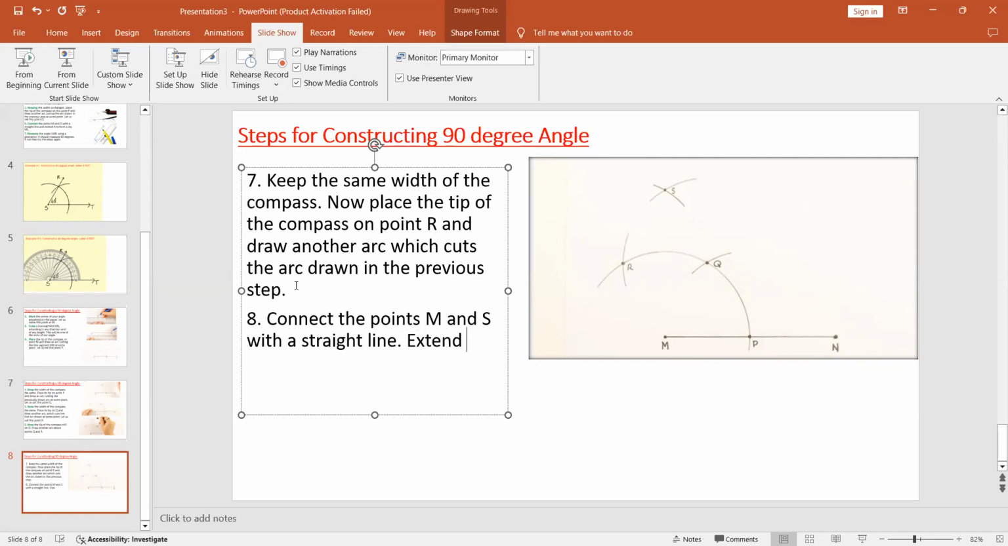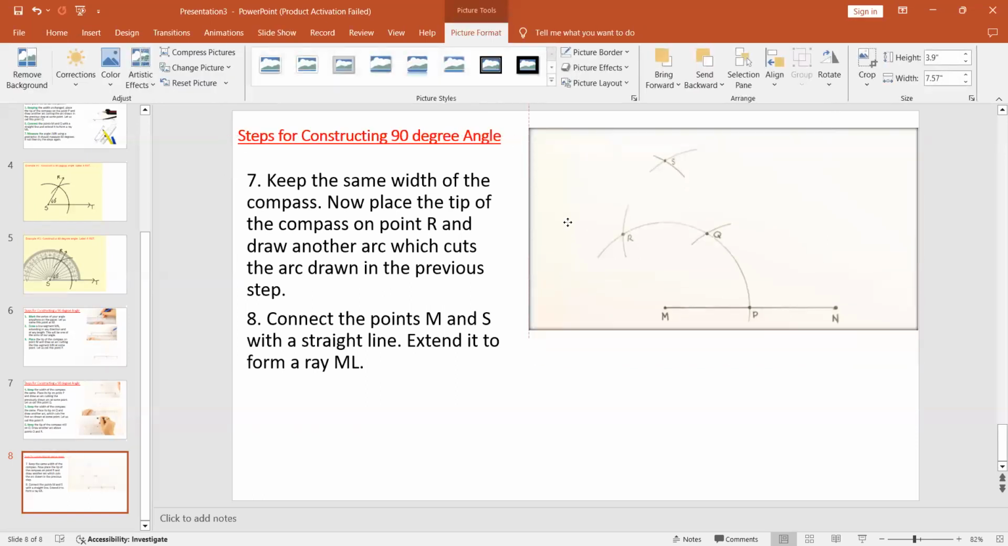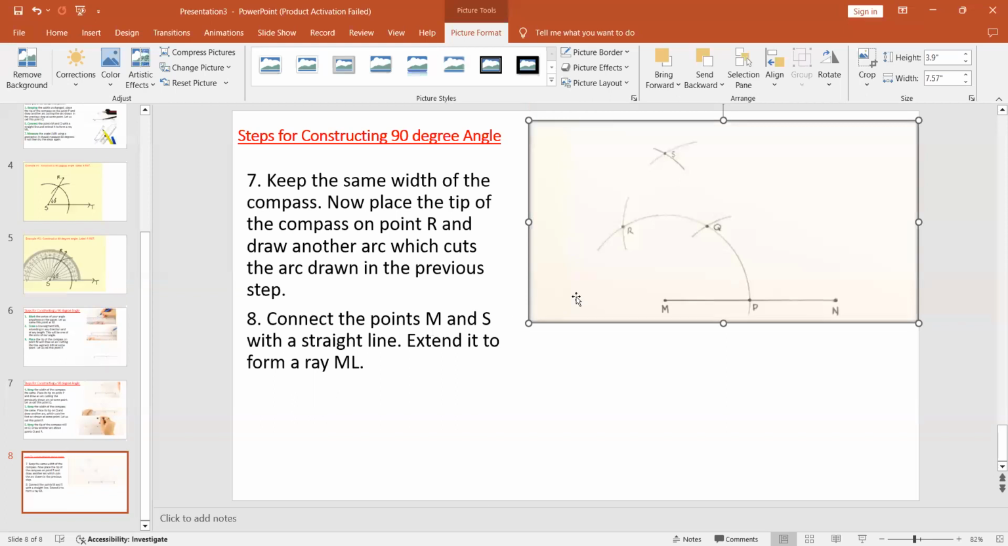Extend it to form a ray ML. So we're going to connect the points M and S with a straight line. All right. And then that's going to be our angle LMN. I mean our right angle. And that's where we're going to finish it. Okay.